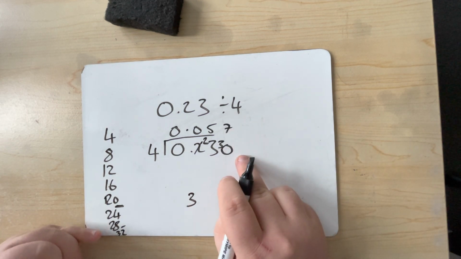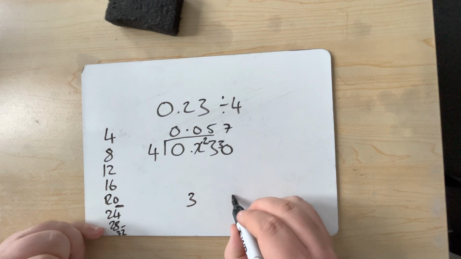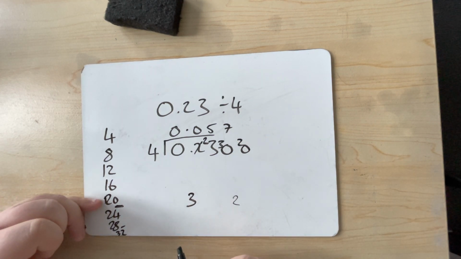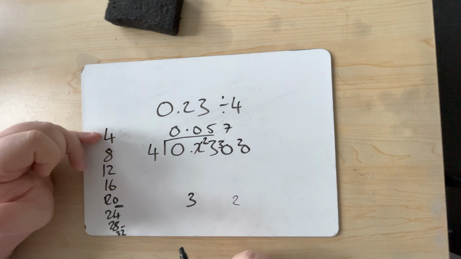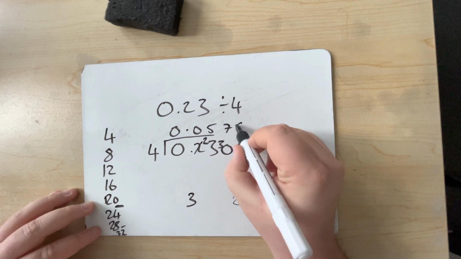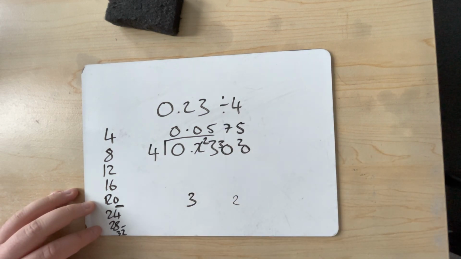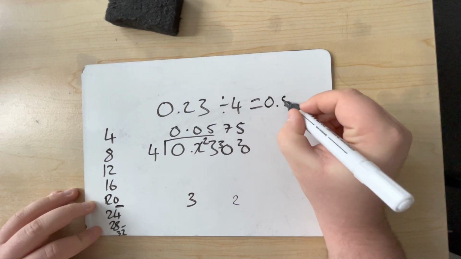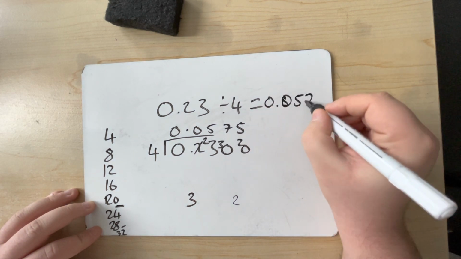Right, I had 30, but I've used 28, so that's 2 left. So again, I'll just do it again. And you can see there's 20, so it's going to be 1, 2, 3, 4, 5. So your answer to 0.23 divided by 4 equals 0.0575.